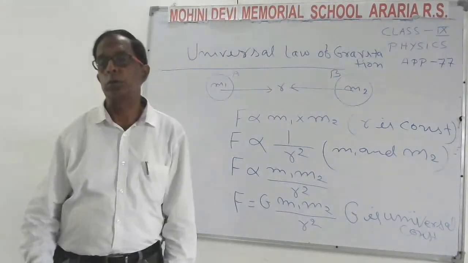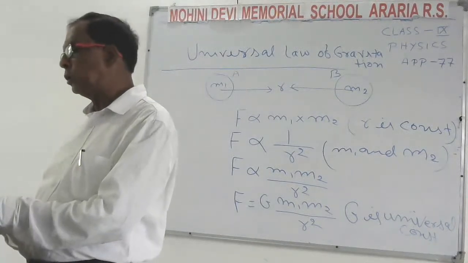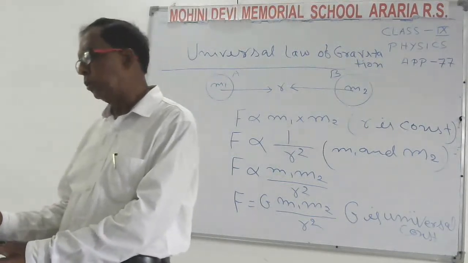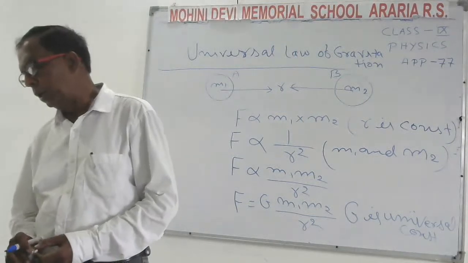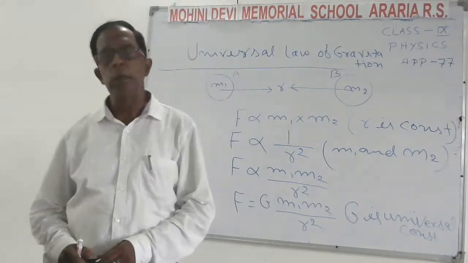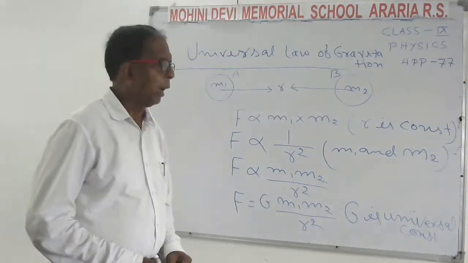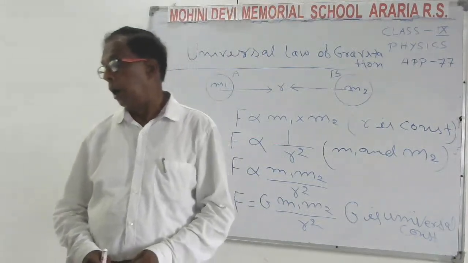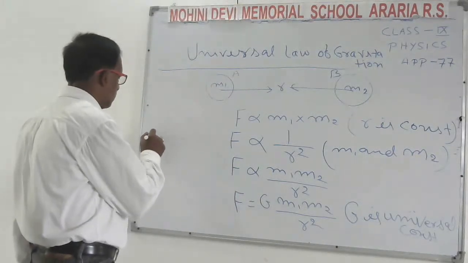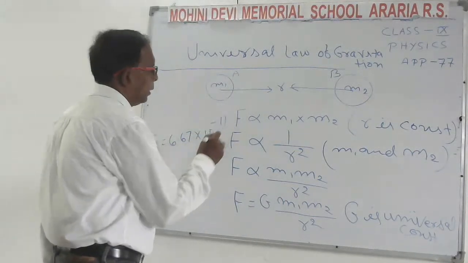G is a universal constant. As a magnitude, its mathematical value was calculated by Cavendish 100 years after the death of Newton. Cavendish calculated the value of G by a sensitive experiment with the help of a sensitive balance, and the magnitude of G is 6.67 into 10 to the power minus 11.